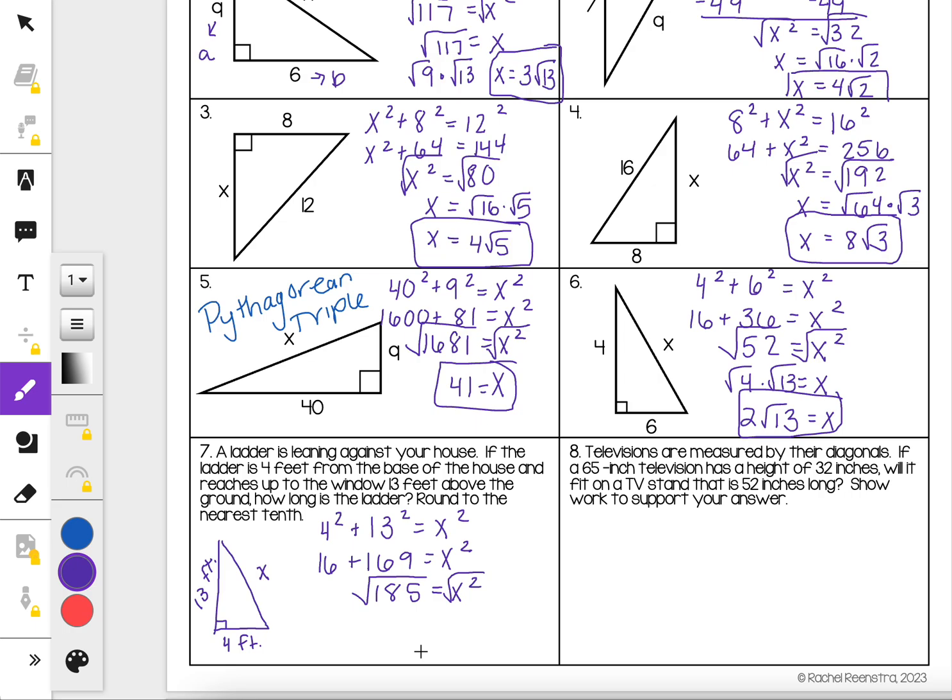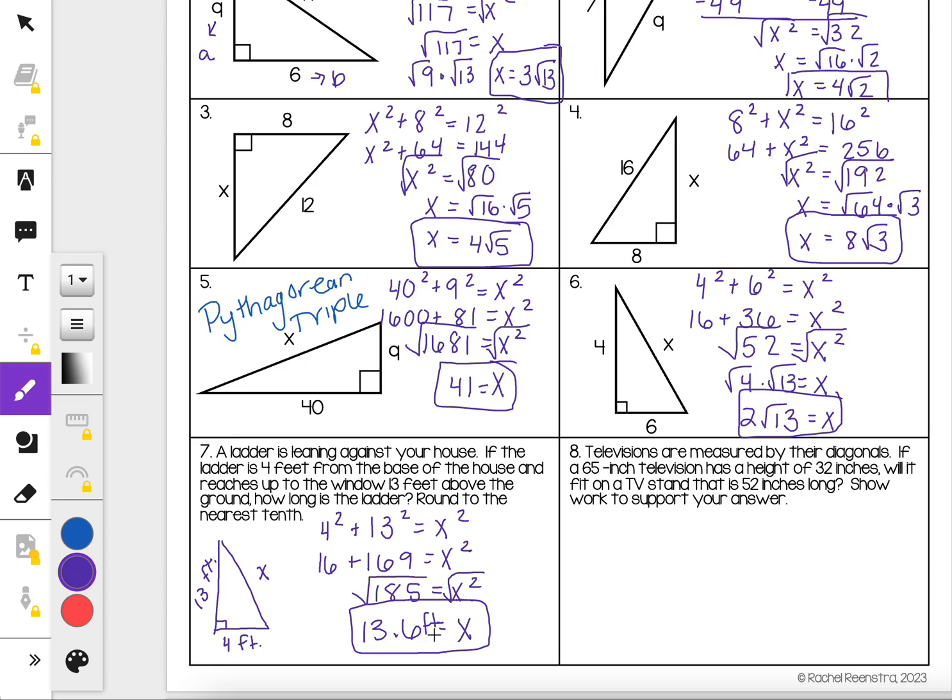Now again, this is something that depends on what your teacher wants, but for word problems, I don't have my students use simplified radical forms because if I saw something like 4 root 5 in a word problem, I don't really know what value that actually is off the top of my head. So I plug the square root of 185 into the calculator, and I'm going to get 13.6 feet as my final answer.